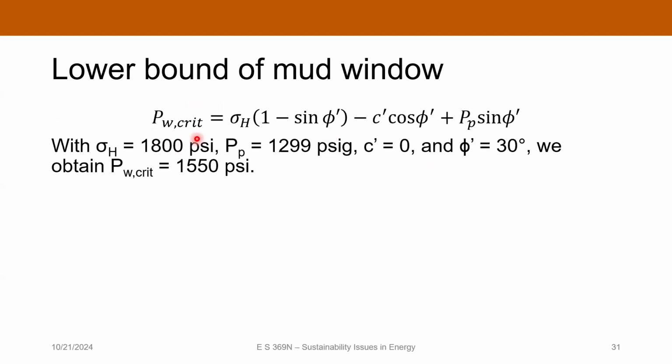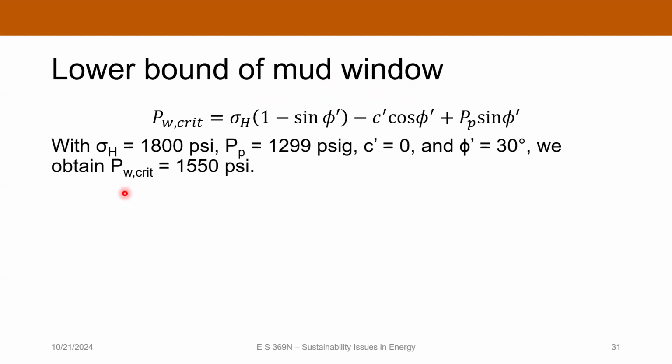The lower bound is going to be given by the shear failure limit. So we can run through this equation. We know that the cohesion is 0, so that makes things easier. We know horizontal stress, we know angle of internal friction, and we know the pore pressure, which we just got. If you plug in all those numbers, you get a minimum wellbore pressure of 1,550 psi. And again, that's psi gauge.